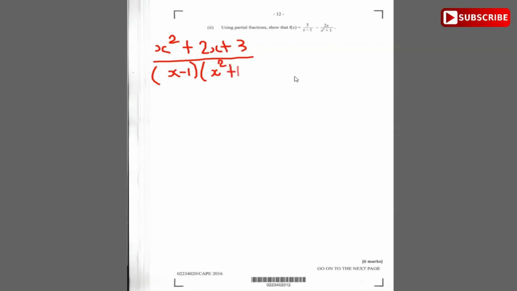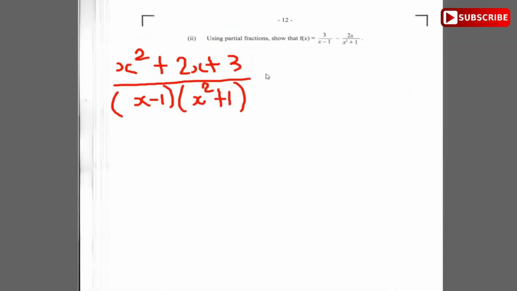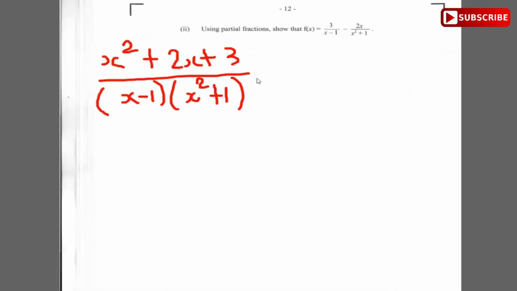So now we're doing this division. What we're going to get is a constant a over x minus 1, plus bx plus c over x squared plus 1.